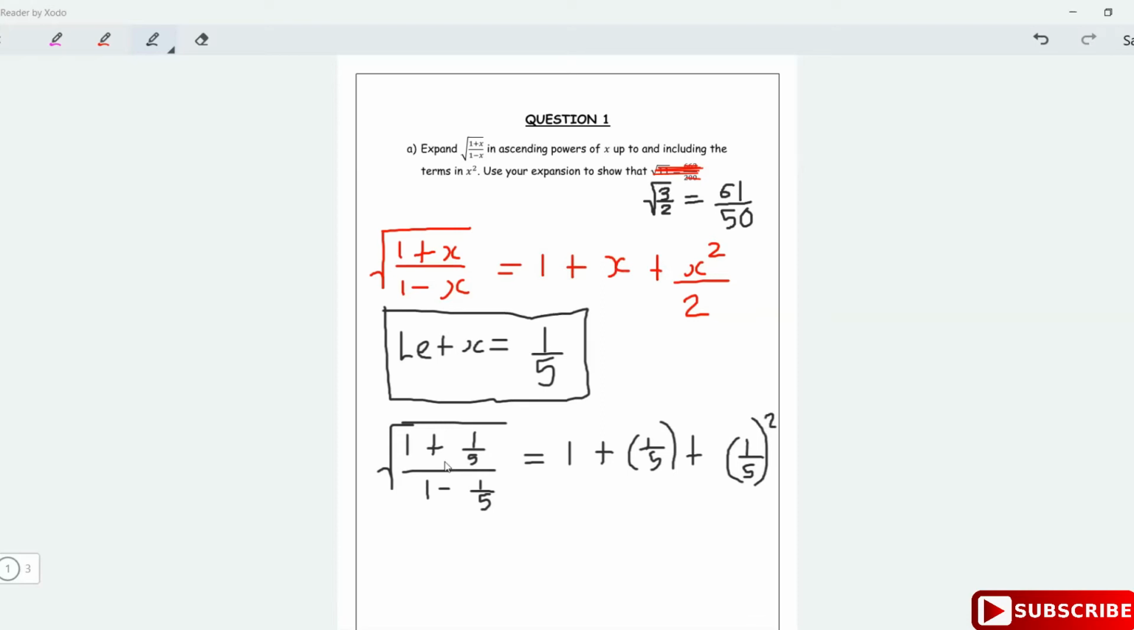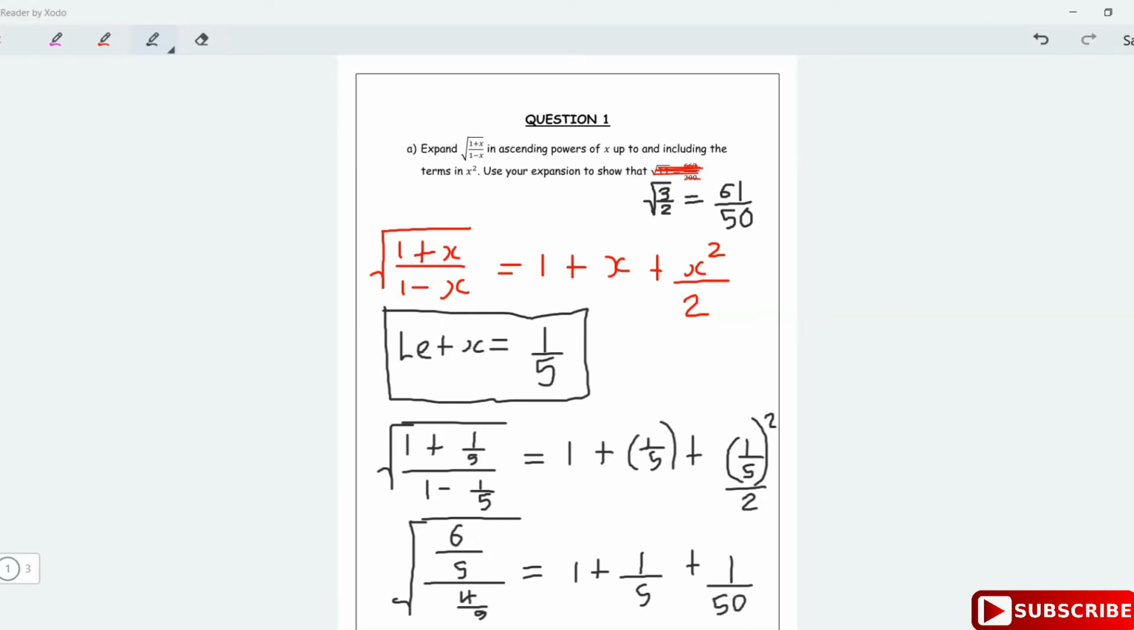Then look at this now. 1 plus 1 over 5 is 6 over 5. So I get 6 over 5 divided by 1 minus 1 over 5, which is 4 over 5, and we're square rooting all of this. And that works out to be 1 plus 1 over 5 plus, now 1 over 5 squared is 1 over 25, over 2. That's 1 over 50.